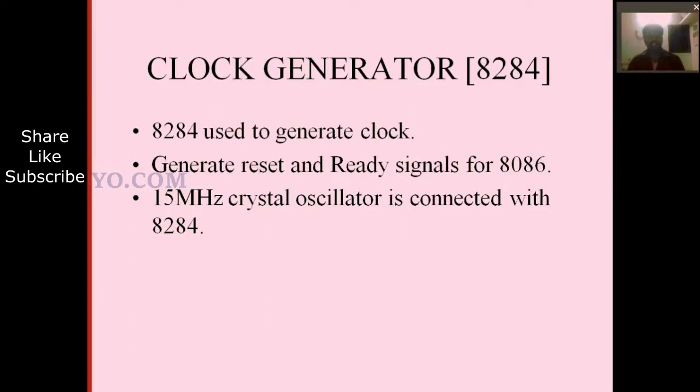The clock generator is mainly used to generate the clock pulse, like the heart in your body. Our heart generates pulses; if the heart stops, there are no pulses. In the same way, the clock generates the pulses for the 8086 microprocessor. Generally, all digital devices run based on a clock. If the clock fails, the device fails. The clock generator is the heart of all digital devices.